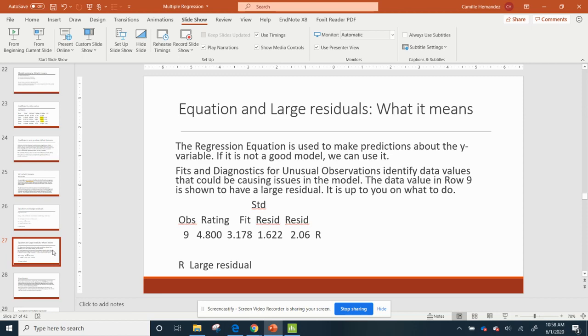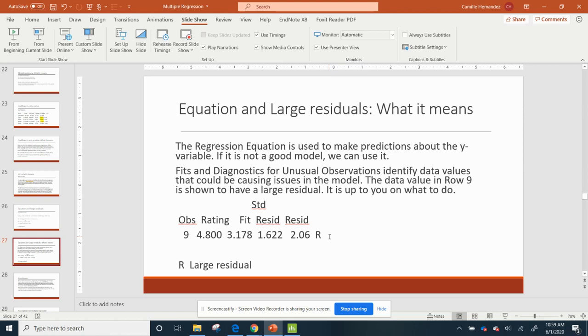So again, the regression equation helps me make predictions about the y variable. You can use it, but you want to make sure you have a really good model. So that observation I'm looking at, R, is a large residual. That tells me that there's a large residual in row 9. What you do with it is up to you. I'm not telling you to delete it. I'm not telling you to do anything like that. You really need just to make sure that the data is valid.